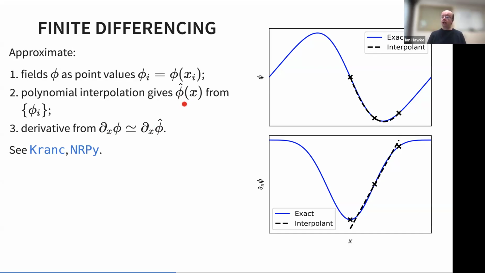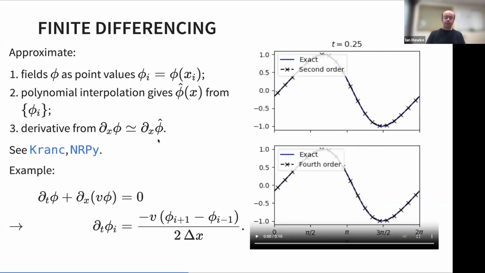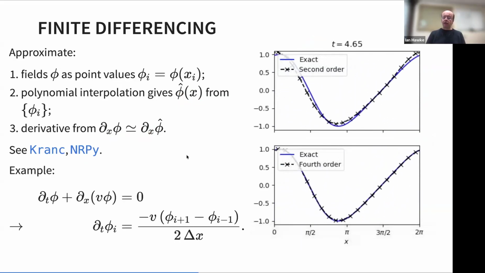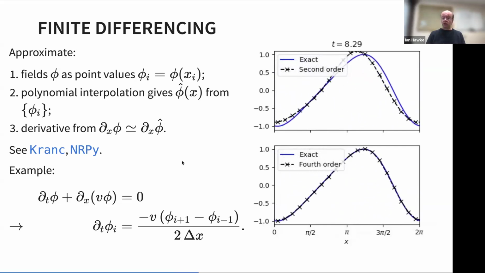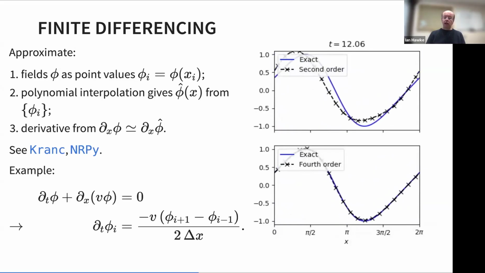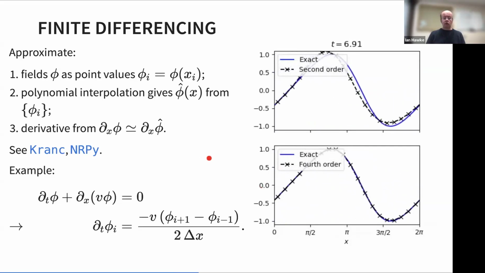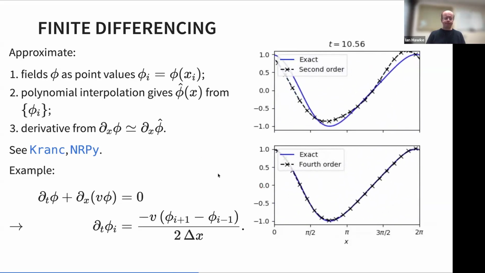And there are a number of tools that interact with the toolkit in order to convert a set of differential equations using this sort of approach, polynomial interpolation, replacing the derivatives with some finite difference approximation. In particular, Kranc and NumPy are the two main tools that tend to be used. The order of the polynomial has an impact on the accuracy of the solution. Here I'm using essentially an advection equation, and we see that using a fourth order polynomial gives us much better accuracy than using a second order polynomial, which is hardly a great shot.